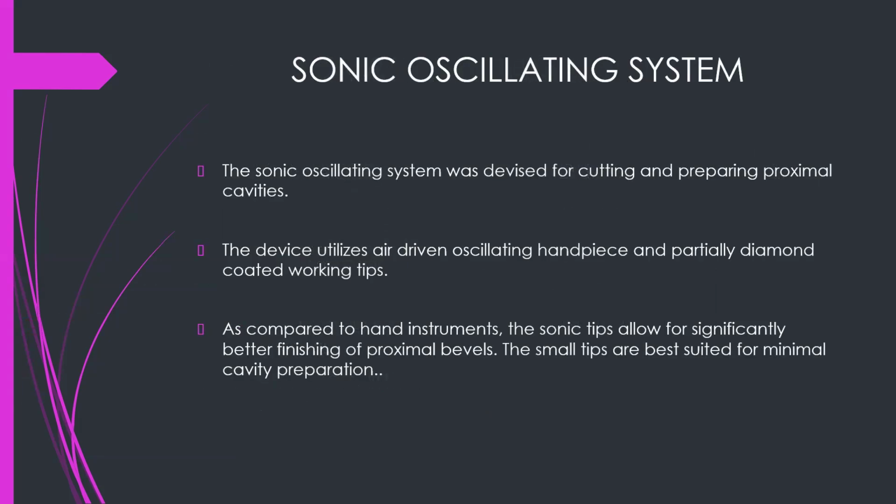We come to the final method for minimal cavity preparation, which is sonic oscillating system. In this, there is an oscillating handpiece with a partially diamond coated working tip. It can be a safe-sided diamond coating tip so that the proximal surface of the adjacent tooth is not damaged. These are used in small cavity preparation because these are small tips, and if you use it for larger cavities, it will take a longer time. So you can use it for small cavity preparations, and it also ensures better finishing of proximal bevels.